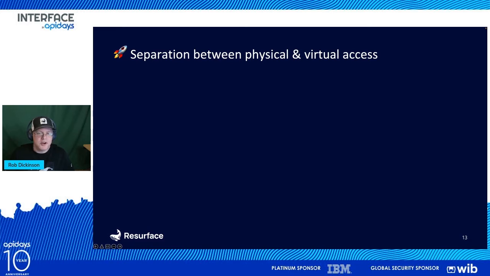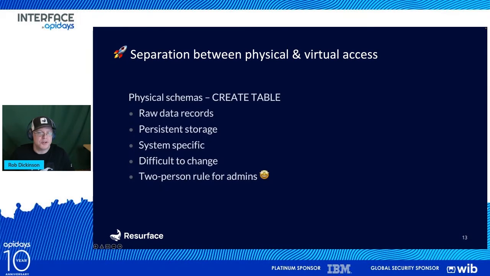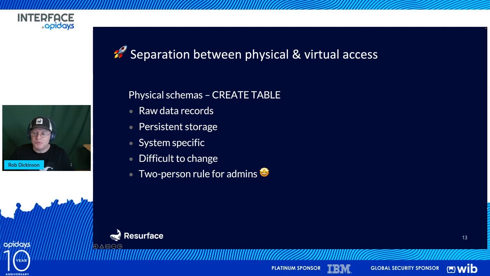The last technique here, the most advanced, is creating the separation between your physical and your virtual access. Databases are great for this. We've been doing a lot of work in this area for Resurface and also with Trino, which is one of our favorite tools to do this. And so the idea here is that you have your physical databases that are out there. You have your physical places where that data is stored.